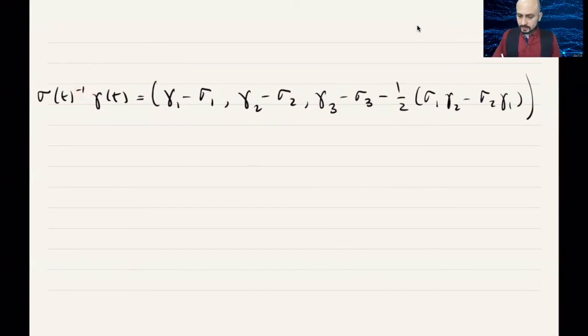Now, as we said, these two are the same, so this is 0, 0. And also gamma 2 is equal to sigma 2, and sigma 1 is equal to gamma 1, so this is also 0. So what we have is 0, 0, gamma 3 minus sigma 3.